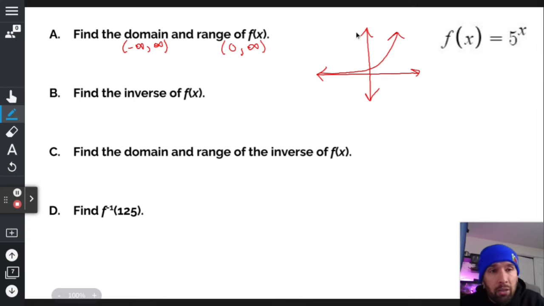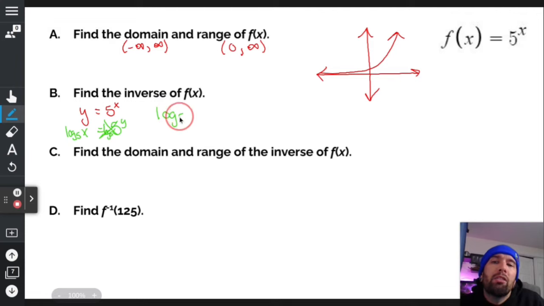Find the inverse of f of x. All right. I like to call f of x y when I do inverses because otherwise it throws my ADHD brain off. Step number one is to swap the x and the y. So x now equals 5 to the y. In order to get this in y all by itself form, I can take the log base 5 of both sides. So log base 5 of x equals log base 5 of 5 to the y. These guys cancel out. You end up with log base 5 of x equals y. So writing out the inverse, f inverse of x is going to be log base 5 of x.